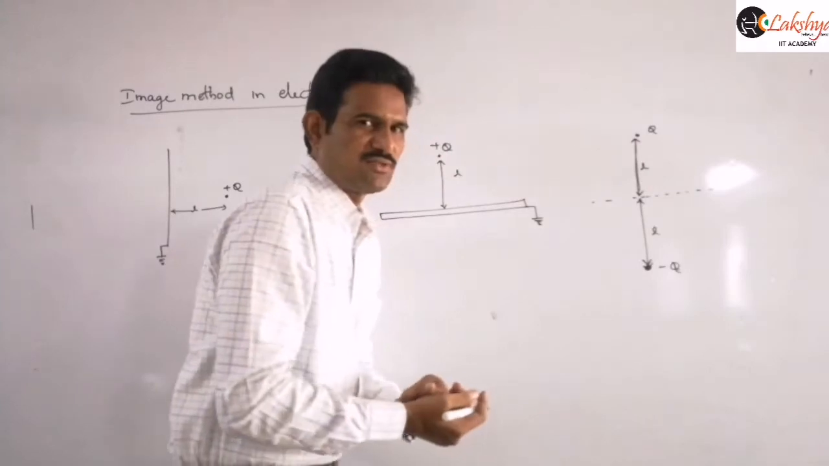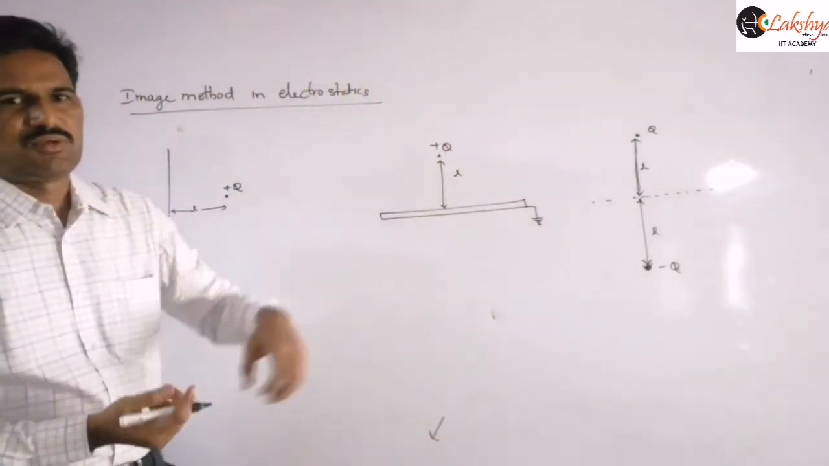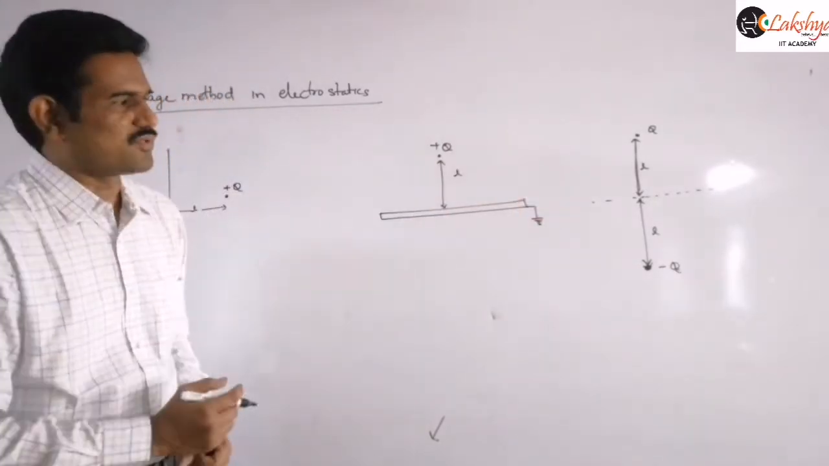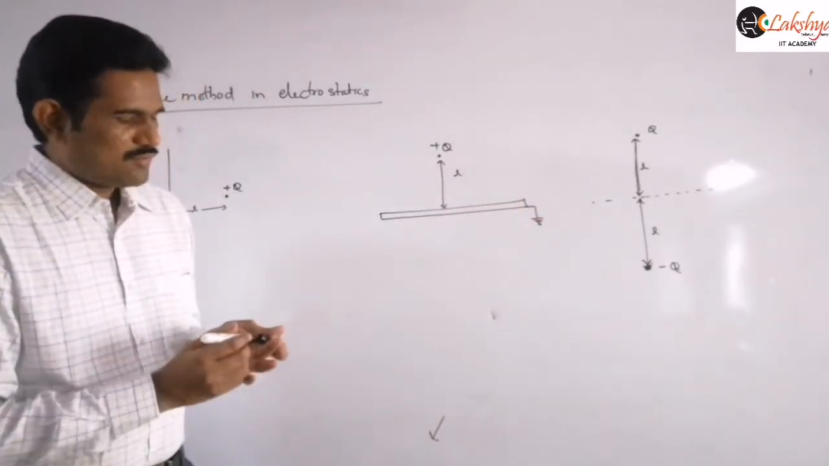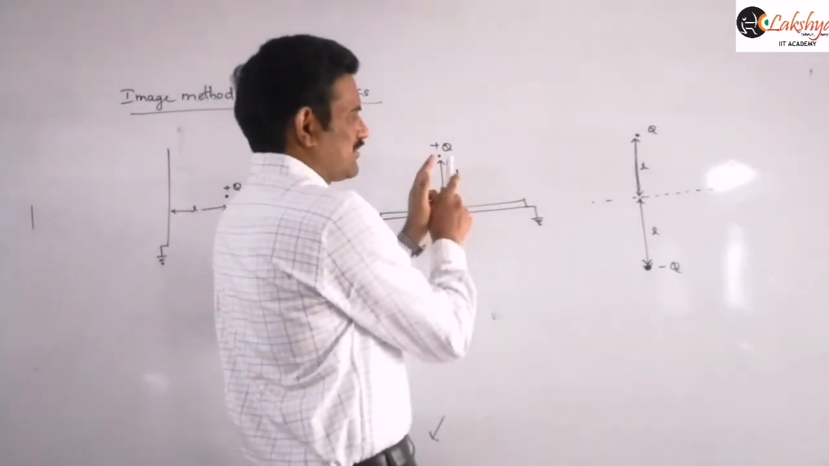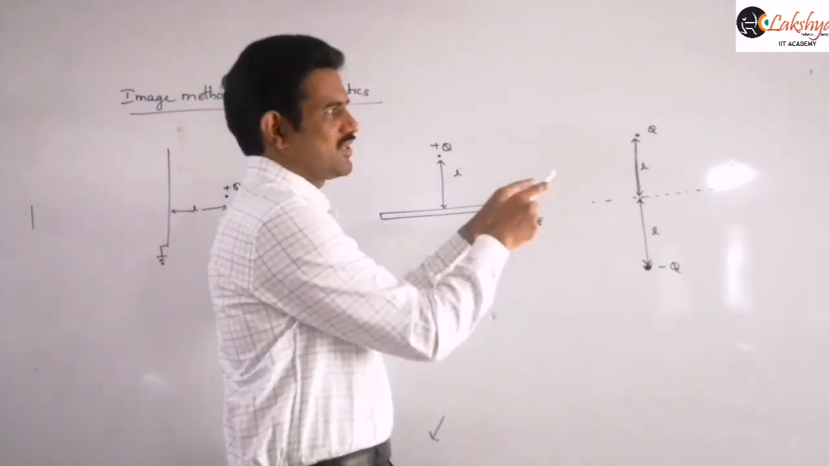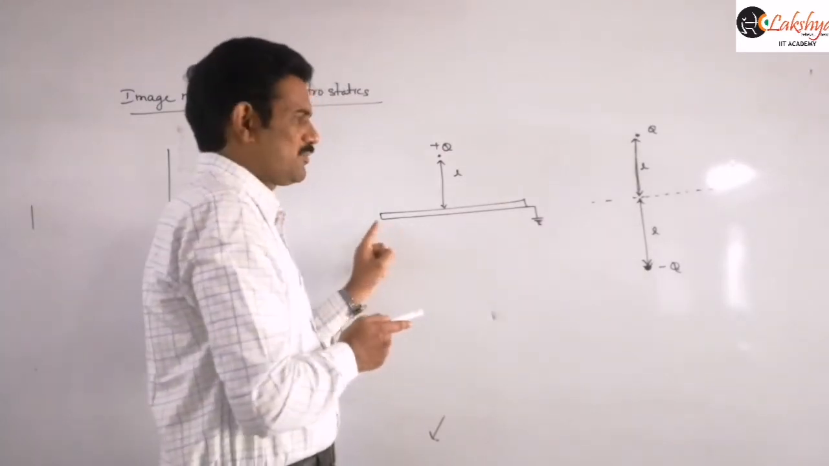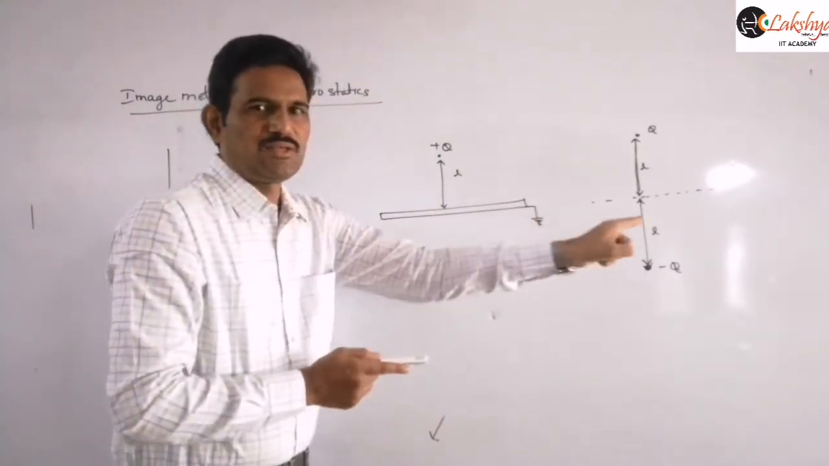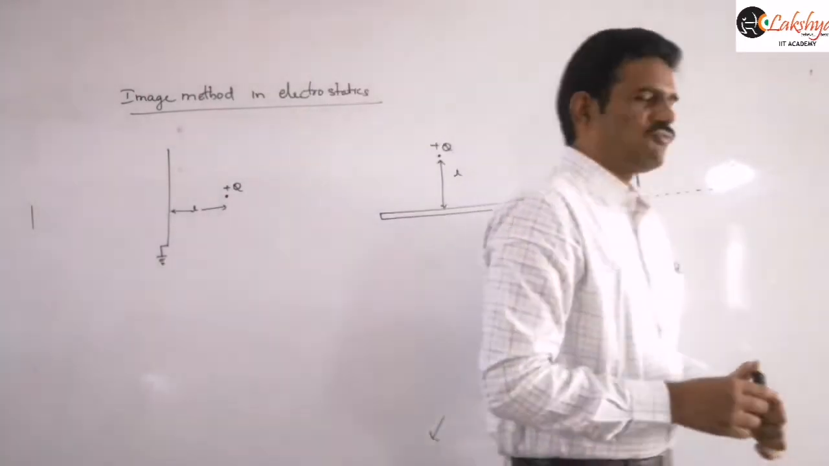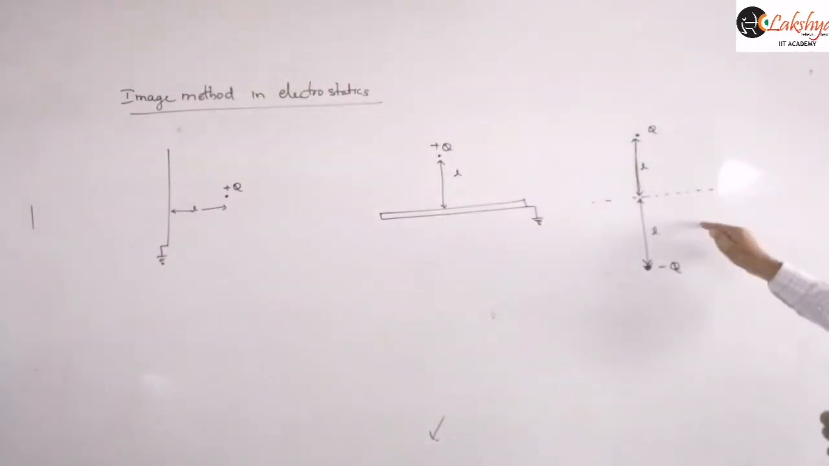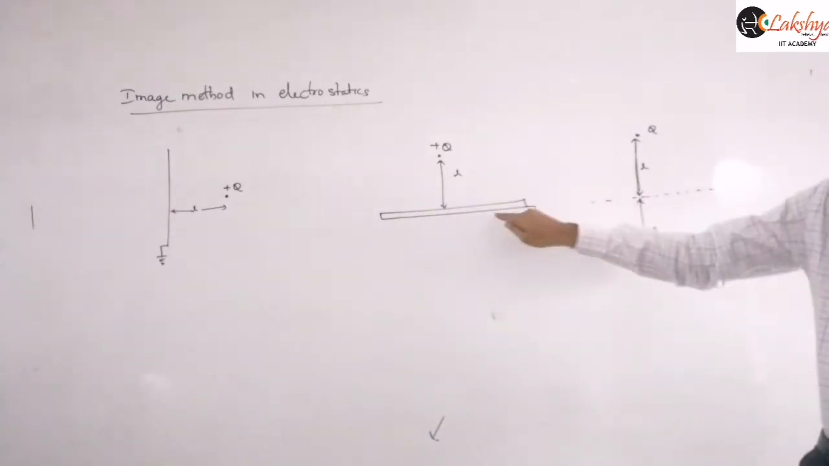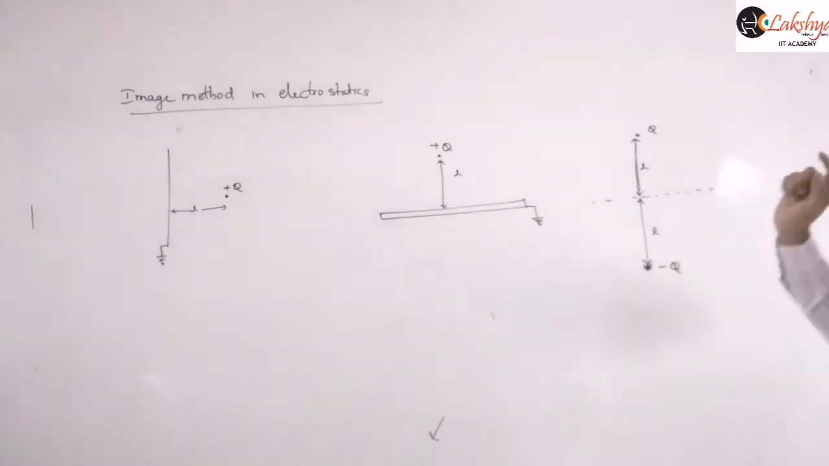Opposite charge density will be there. If it is a positive charge, then the image will be negative. If the given charge is negative, then the image will be positive. So we are replacing the given charge configuration with the charge configuration itself and its image, and we are replacing this conducting plane with an equipotential surface. Now this will become an equipotential surface here. Instead of this conducting plane, we are just drawing the dotted line here.